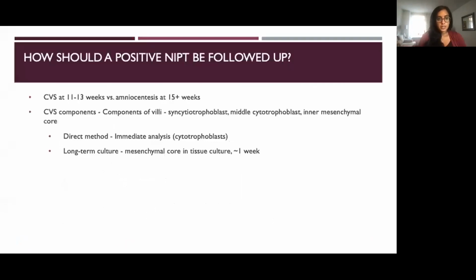So how should a positive NIPT be followed up? You can do CVS at 11 to 13 weeks or amniocentesis at 15 weeks. The CVS is you're taking components of the villi: syncytiotrophoblast, middle cytotrophoblast, and inner mesenchymal core. You can do your direct method, like we talked about, which will give you an immediate analysis, or long-term culture, which is where you're culturing your mesenchymal core tissue, which takes about a week.